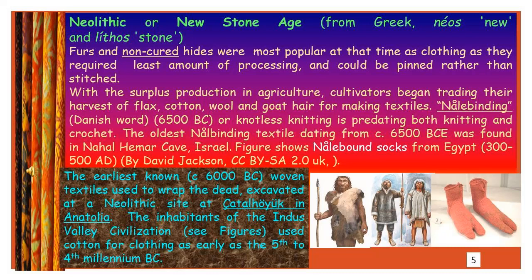The earliest known woven textile, about 6000 BC, used to wrap the dead, was excavated at the Neolithic site at Catalhoyuk in Anatolia. The inhabitants of the Indus Valley civilization used cotton for clothing as early as the 5th to 4th millennium BC.